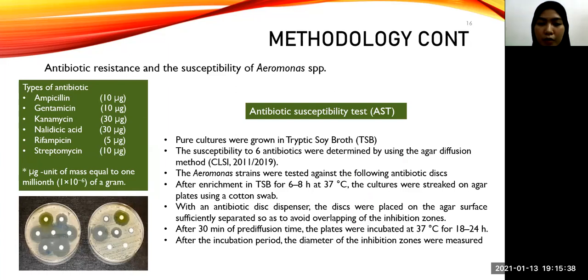For the antibiotic test, the pure culture was grown in TSB, and the Aeromonas strain was tested against the following antibiotic discs. After enrichment in TSB for 6 to 8 hours at 37 degrees Celsius, the culture was spread on agar plates using a cotton swab, and after 30 minutes of pre-diffusion time, the plates were incubated again, and the diameter of inhibition was measured.